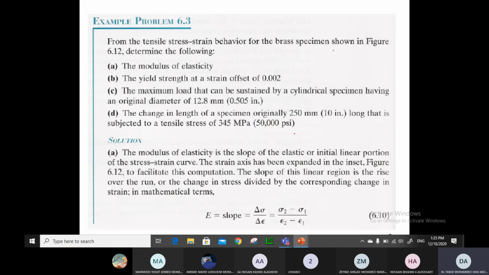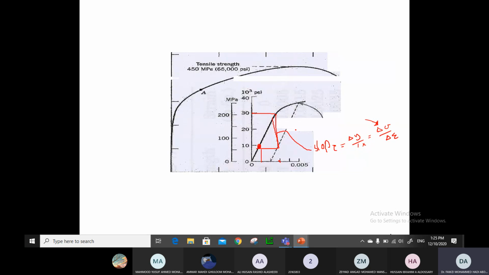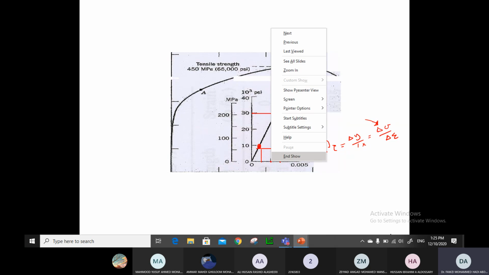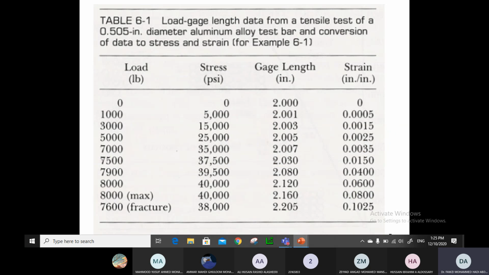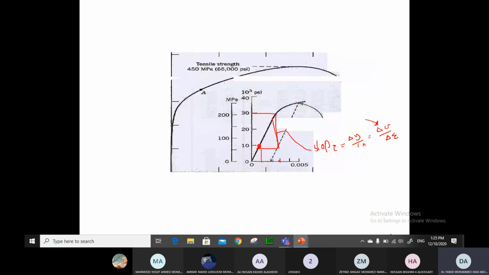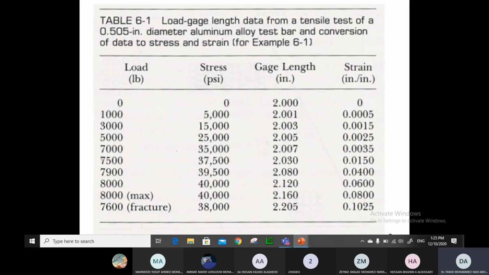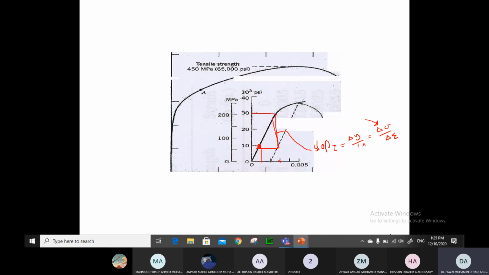If you want to get another thing, which is the yield strength, so this is the yield strength. It says at 0.002. This is 0.002.